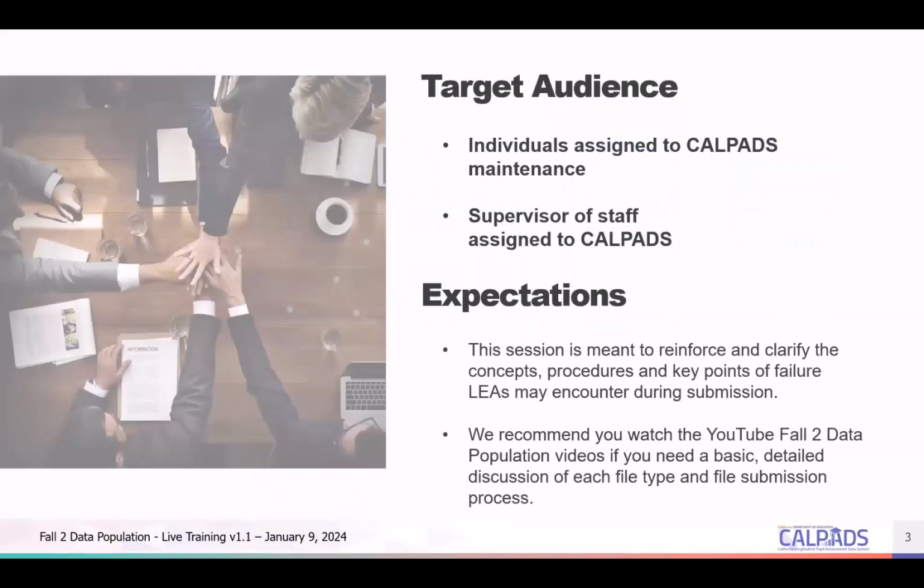This training, Fall 2 data population, is intended for individuals assigned to CalPADS maintenance. Although supervisors are not able to attend this training through the Bridge LMS in most cases, they are encouraged to watch the video recordings on the CSIS YouTube training channel to form a good understanding of the work that is necessary to complete Fall 2 and how to best allocate their staff members' time. This is an intermediate level training. To get the most out of this course, again, you should have an understanding of the CalPADS basics and have attended the CalPADS orientation training prior to this session.